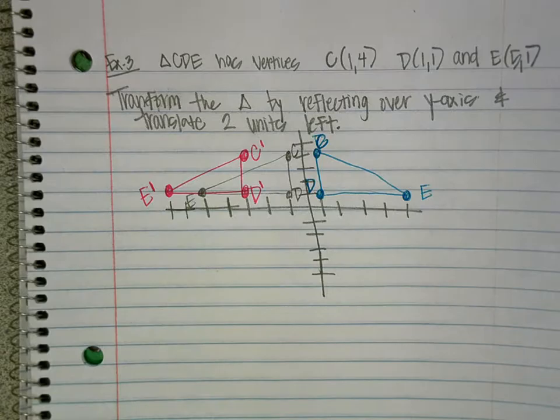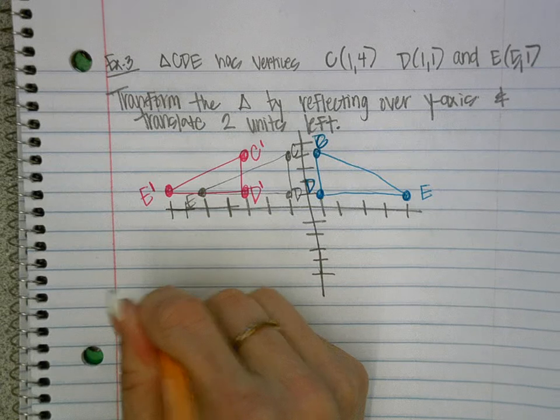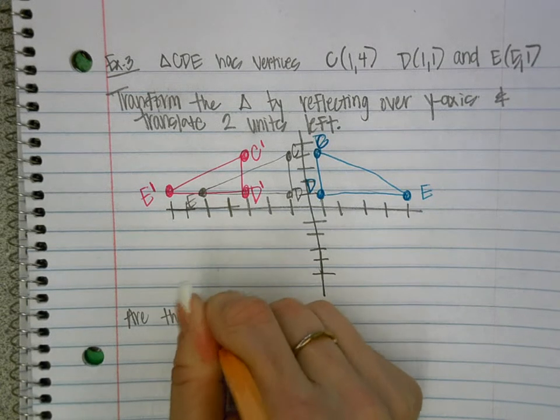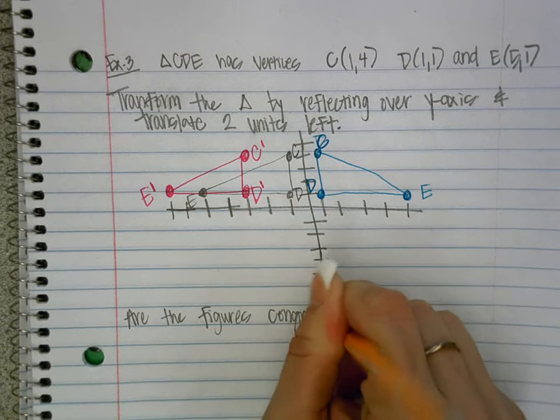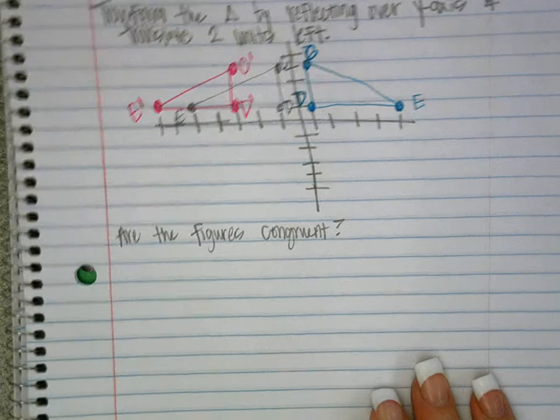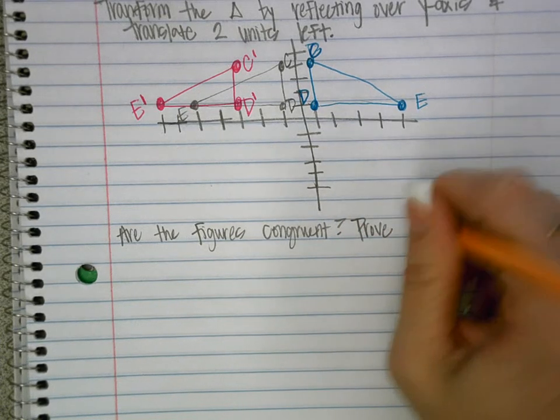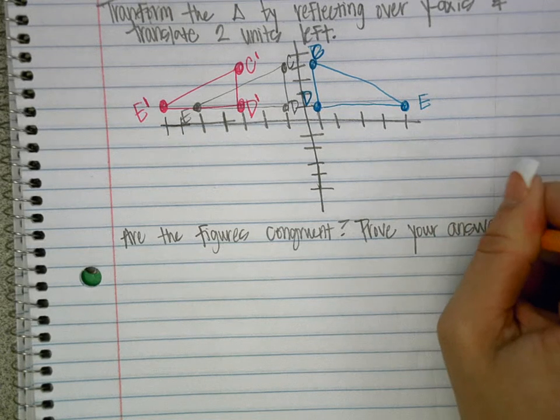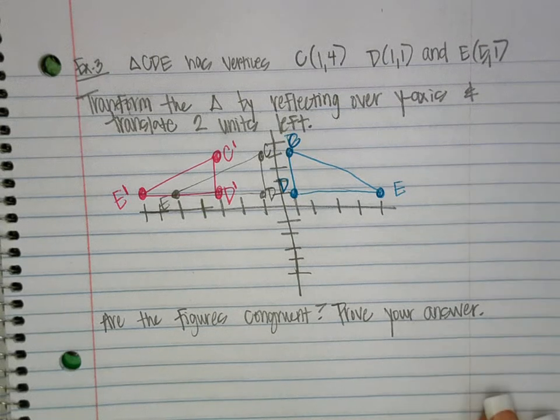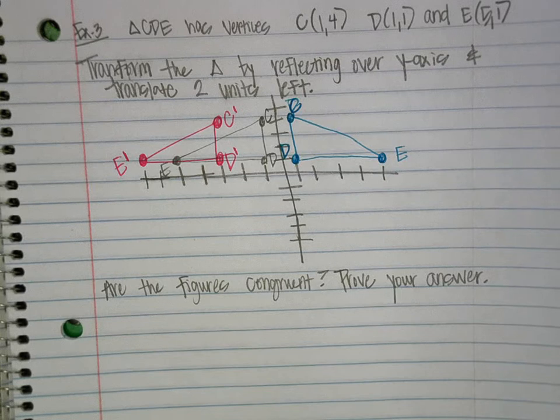Then from here, I'm going to ask: are the figures congruent? And if so, prove your answer. So, are those 2 figures congruent? Yes. Prove it to me. How can you prove that these are congruent?